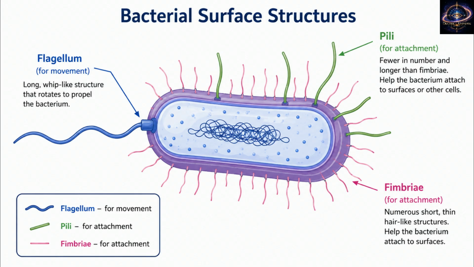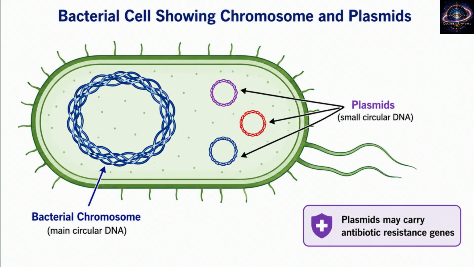Real-life example. Rough ER is like a factory with workers attached to it. The workers are ribosomes making proteins. Smooth ER is like a factory section making lipids.